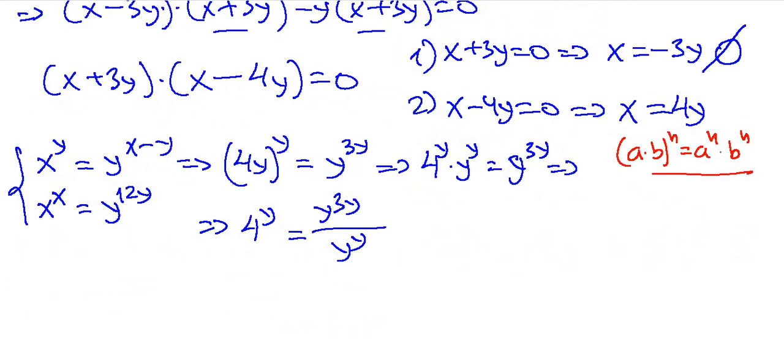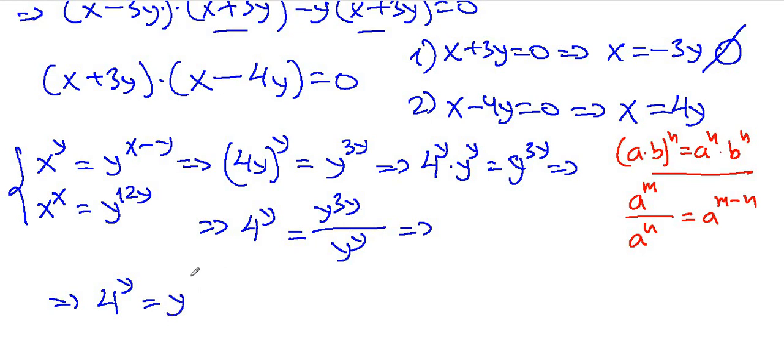And again, by using the second formula, I can simplify the right hand side of the last equation. We know that a to the power of m divided by a to the power of n is always equal to a to the power of m minus n. Then therefore the last equation is equivalent to 4 to the power of y is equal to y to the power of 3y minus y, which is 2y. Now here I can rearrange the last equation as follows: 4 to the power of y is equal to y squared to the power of y.